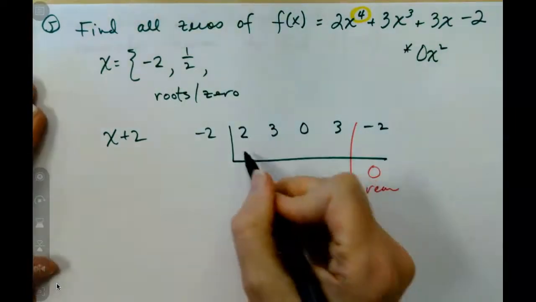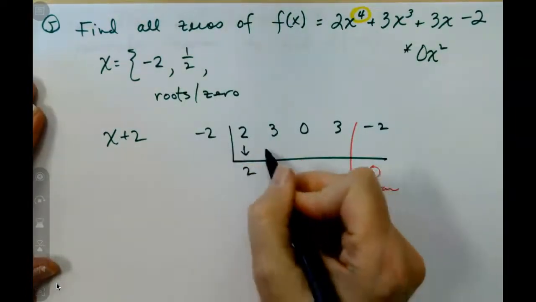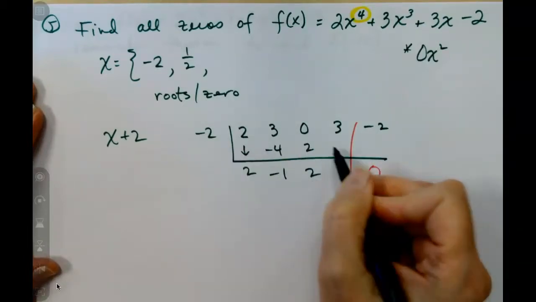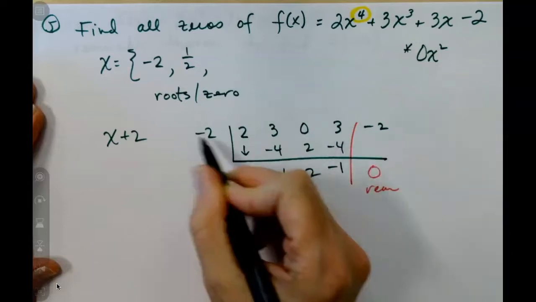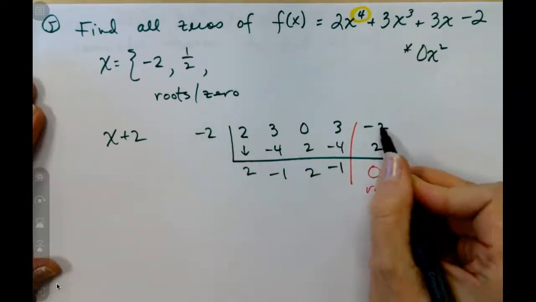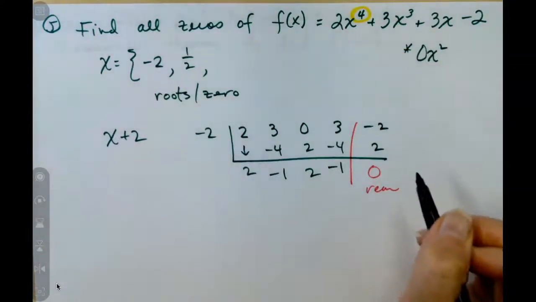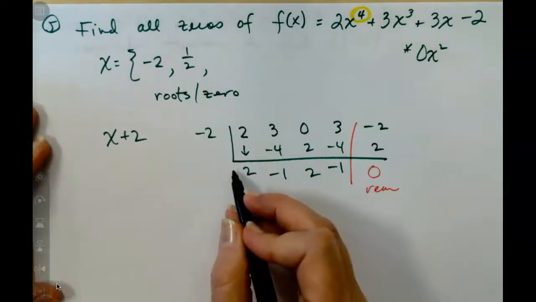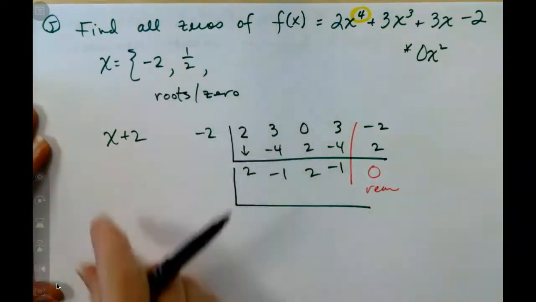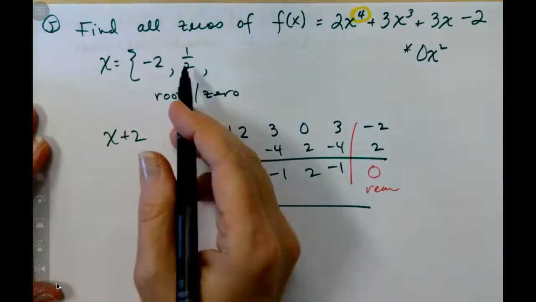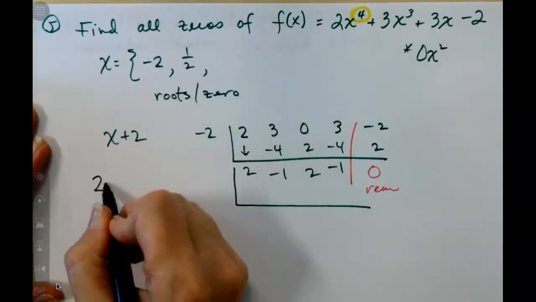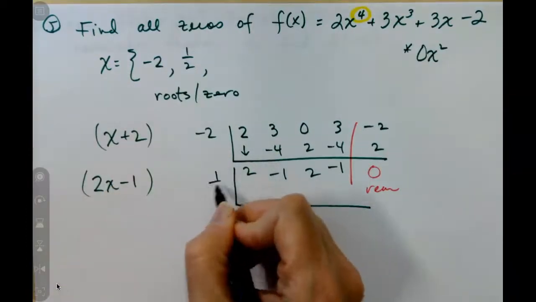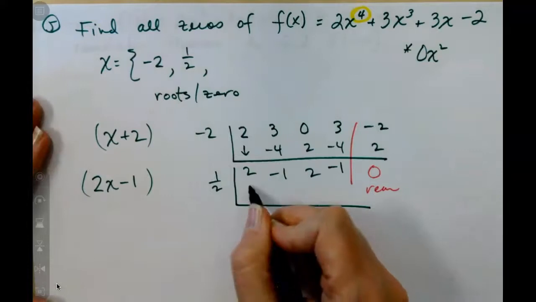It better be 0. So bring down that 2, multiply and add, multiply and add, multiply, and we get -1. -2 times -1 is +2. -2 plus 2 when we add is 0. Hooray! Now, let's keep going. We also know that 1/2 is a root. So 1/2 is the result of 2x minus 1 as a factor. So we're going to divide by the 0, 1/2, same process.